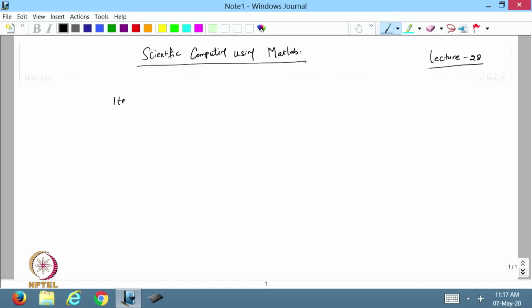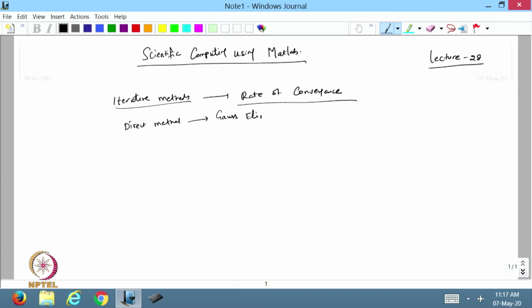From the previous lectures, for iterative methods we are able to find the rate of convergence. So, for iterative methods I am able to find the rate of convergence, but what about the direct methods? Direct methods means, what about Gauss elimination, or what about the LU decomposition? Can we talk about the rate of convergence of this one?